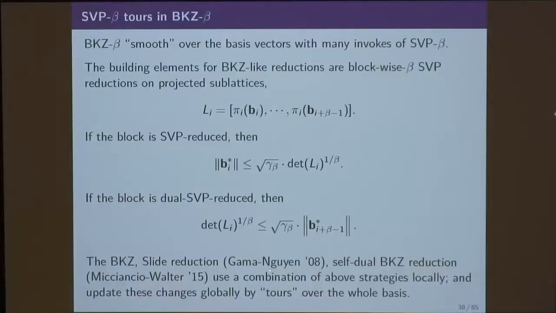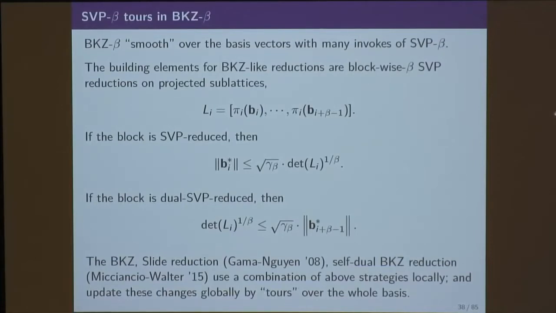On the other hand, we can also have the dual SVP reduced. And once we have all the blocks reduced, they all satisfy this relation, and we can link them together to get quality control for the very first vector compared to the overall determinant. So that's how the analysis goes. The current algorithms, including BKZ, slide reduction, and self-dual BKZ reduction, use a combination of these two strategies to guarantee the quality of the reduced basis.